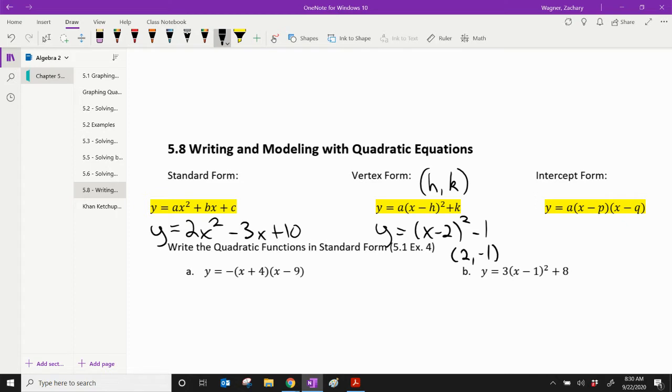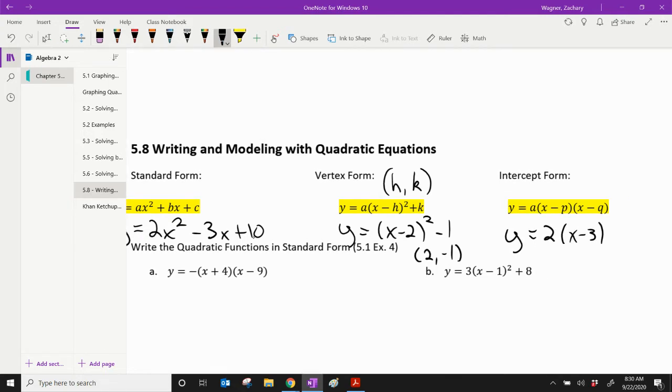Lastly, intercept form, or factored form, if you will. If I had 2 times x minus 3 times x plus 1, this p and this q, these are my intercepts. These are my x-intercepts. So x equals 3 comma negative 1.